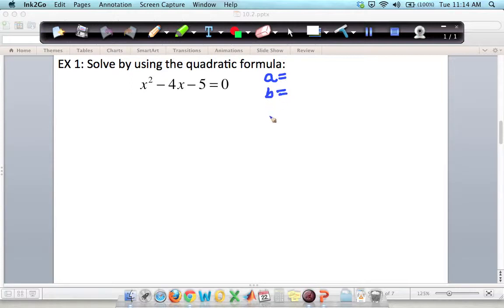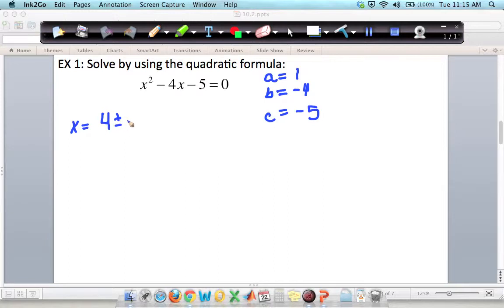So a is the number in front of x squared, and that happens to be a 1. B is the number in front of x, and that's a negative 4. And c is the constant, which is negative 5. So let's plug these into the quadratic formula, and we get x equals negative b. Our b is negative 4, so a negative negative 4 becomes positive. So instead of writing that double negative, I'm just going to automatically make it positive.